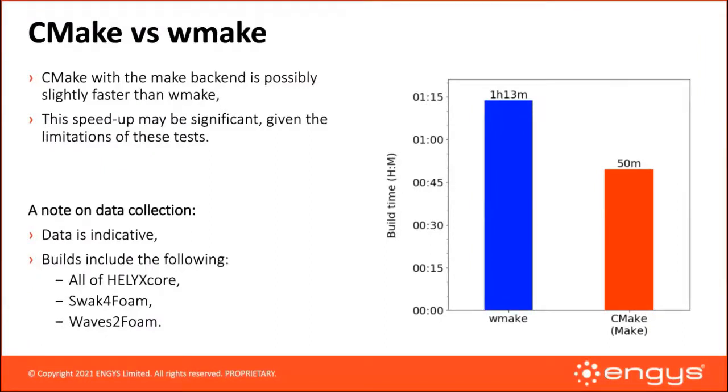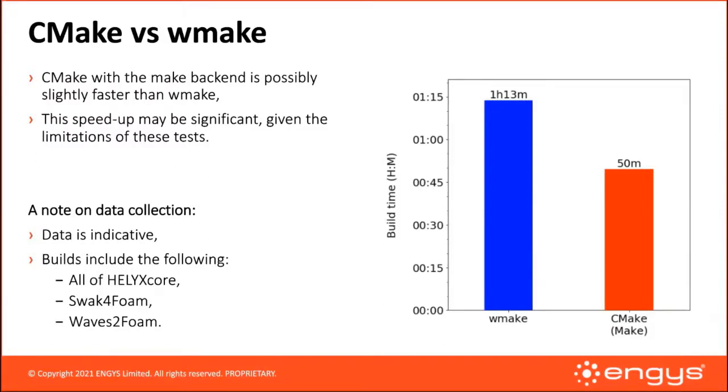Let's start with the basics. This slide compares a normal wmake build to a bog standard CMake build. CMake with a make backend might be slightly faster than wmake. This is probably on the edge of what we consider significant for these tests. But it's quite easy for us to do better.